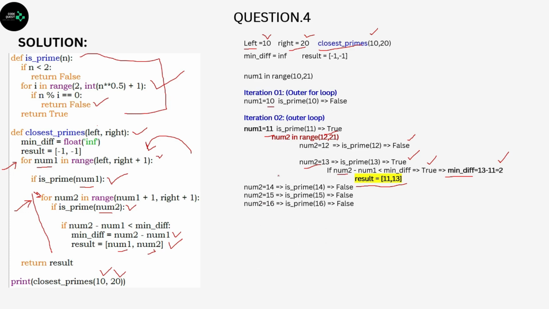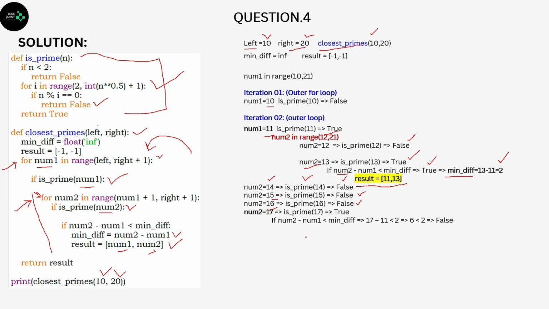Now going ahead with the next iteration for num2. Once 13 is done, next I check with 14. It is not a prime number, so I am going to return false. For the next iteration of num2, it is 15. Once again, it is not a prime number, returning false. For 16 also, we are going to get false. Now, when num2 becomes 17, is prime is going to return true because it is a prime number.